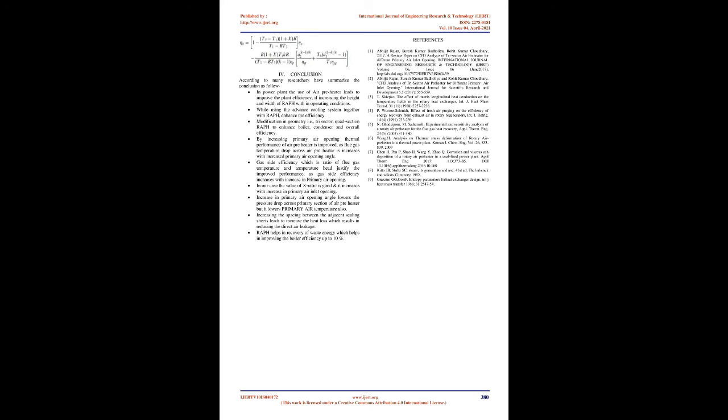In a power plant, the use of an air preheater leads to improved plant efficiency, if the height and width of RAPH are increased within operating conditions. Using an advanced cooling system together with RAPH enhances the efficiency. Modification in geometry, i.e., trisector and quad section RAPH, enhances boiler, condenser, and overall efficiency.